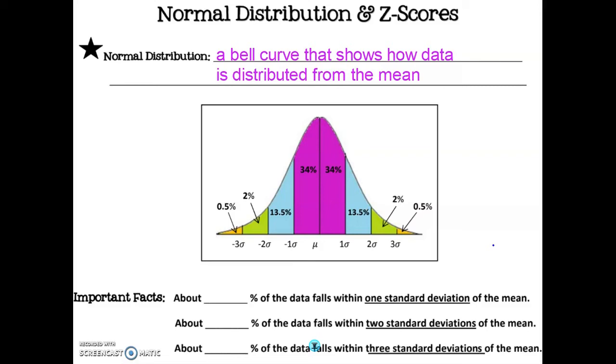In today's lesson, we're going to learn about normal distributions and z-scores. First, let's start off by defining what a normal distribution is. It's a bell curve that shows how data is distributed from the mean.